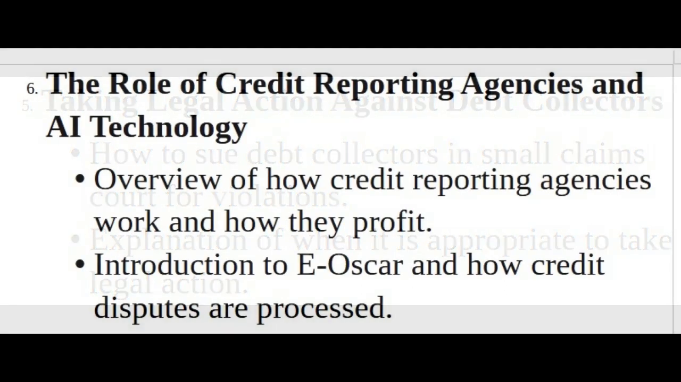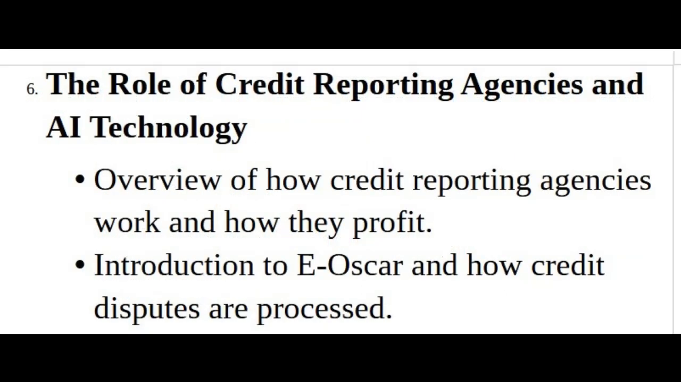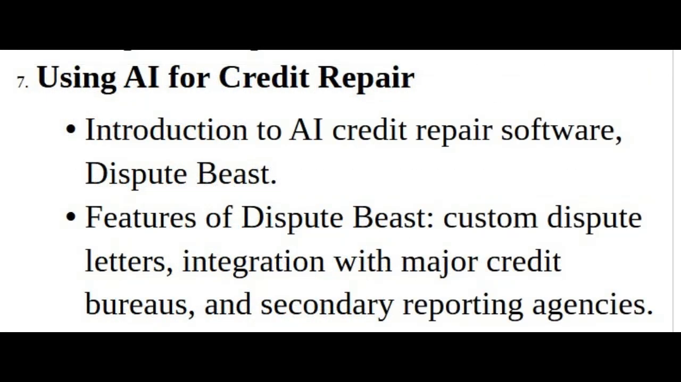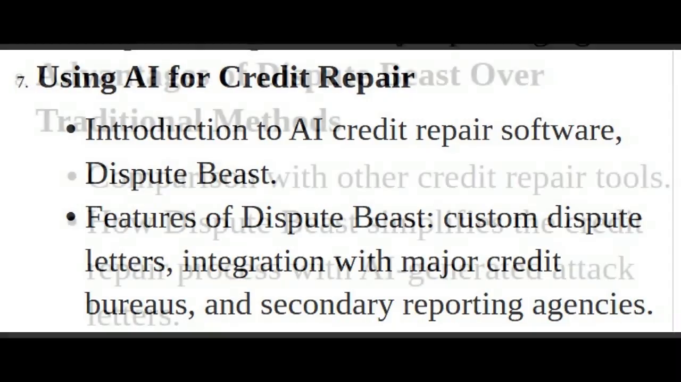6. The role of credit reporting agencies and AI technology. Overview of how credit reporting agencies work and how they profit. Introduction to eOscar and how credit disputes are processed. 7. Using AI for credit repair. Introduction to AI credit repair software, Dispute Beast. Features of Dispute Beast: custom dispute letters, integration with major credit bureaus, and secondary reporting agencies.